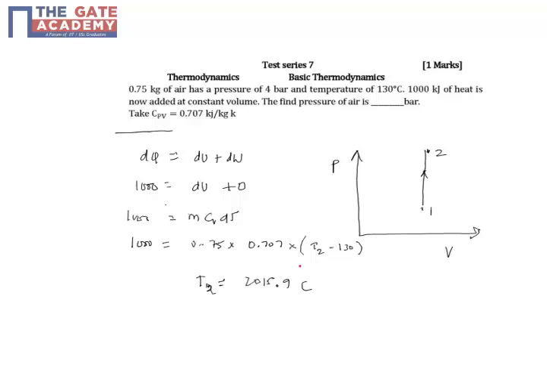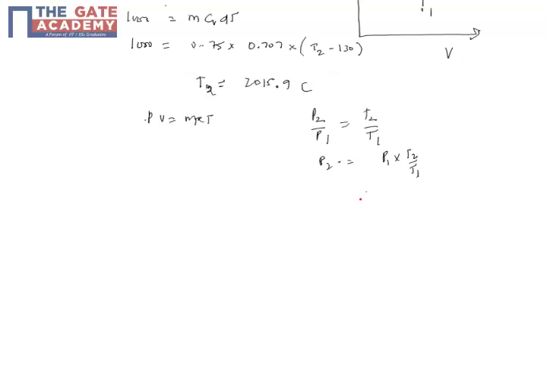Now final pressure is asked. So PV is equal to mRT is the ideal gas equation. Now volume is constant, everything else is constant, so P2 by P1 is nothing but T2 by T1. And remember that here temperature means in Kelvin, right? So P2 here would be P1 into T2 by T1. So P1 is given as 4 bar.